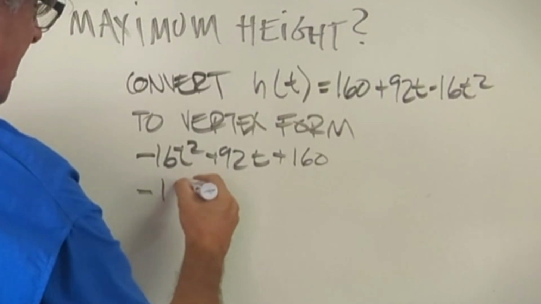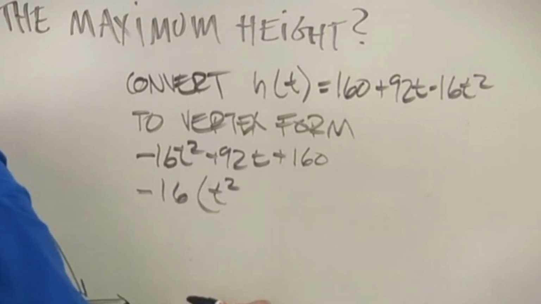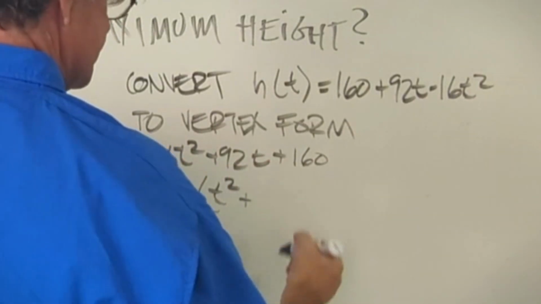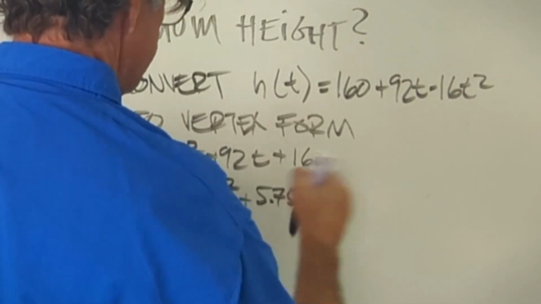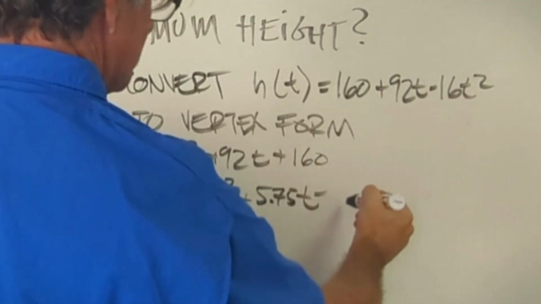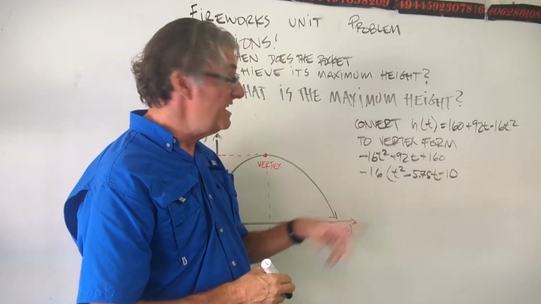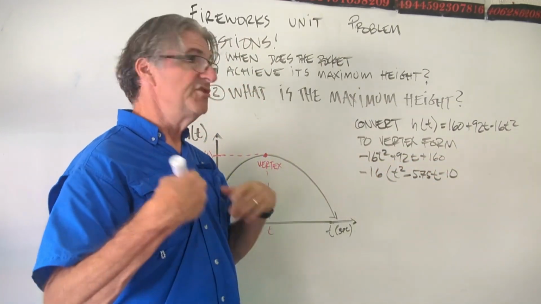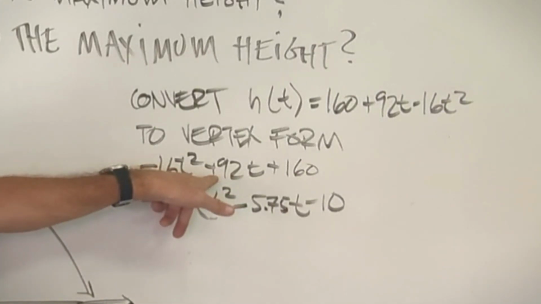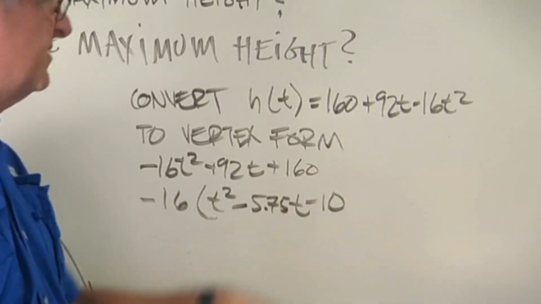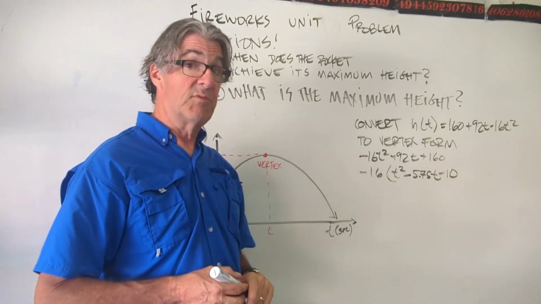I'm going to factor out negative 16, open my parens. That leaves my t squared. It's just the squared term. Now if I factor out negative 16 from 92, I'm going to get 5.75 t. And then if I factor out negative 16 from 160, that's minus 10. And this one is minus. Because we factored a negative number out of all three terms, it changes the sign of all three terms. So the squared term was negative, now it's positive. This term was positive, now it's negative. This was positive, now it's negative. Now I forgot one thing. And I see people do this all the time, and it might lead to problems later.